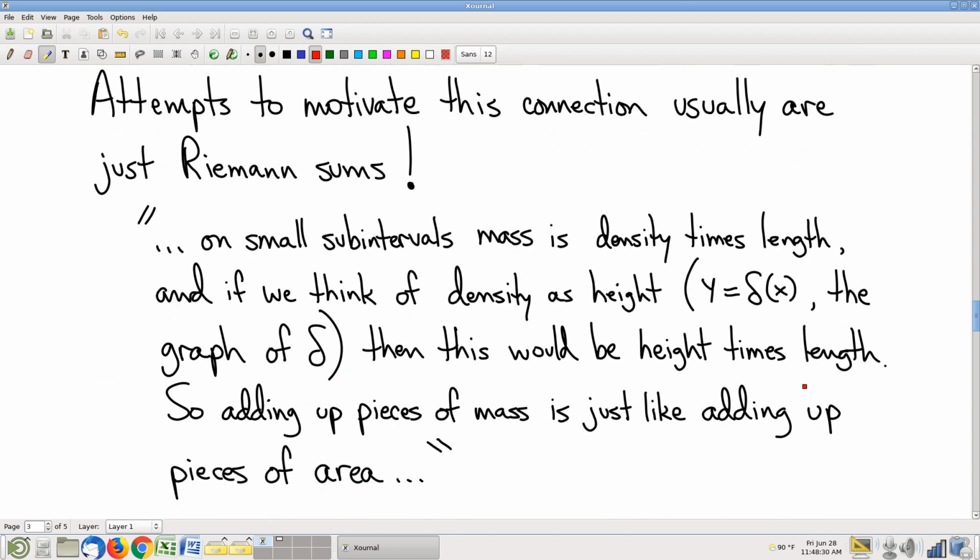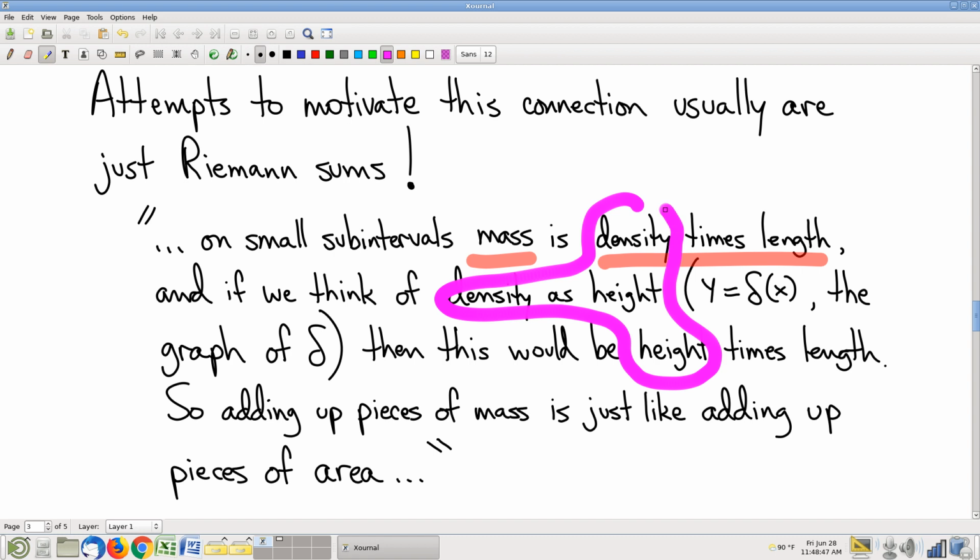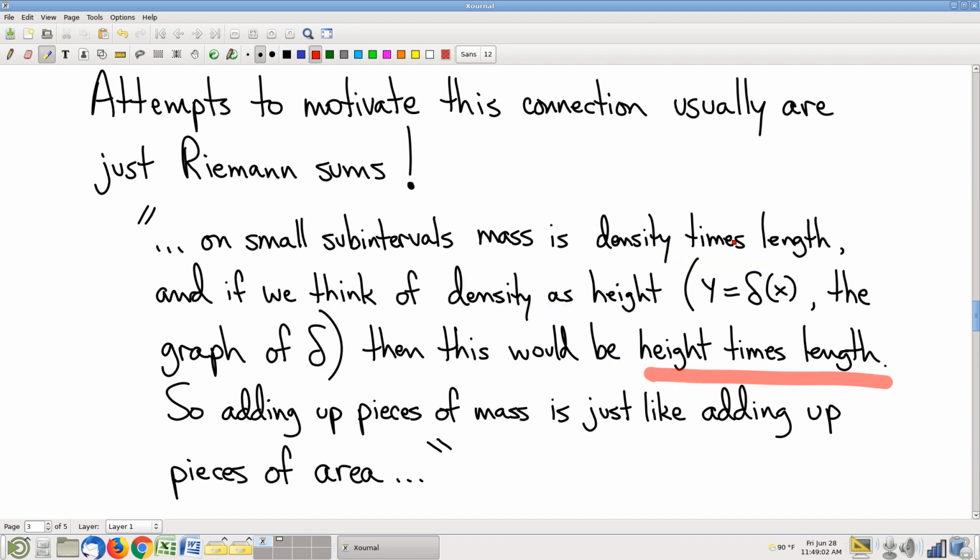Here's an example of the kind of argument that's made. The idea is that we look at little subintervals. On each little subinterval, mass is density times length, little pieces. And then let's just choose to interpret density as a height. And if density is a height, then density times length becomes height times length, which is an area. And so adding up pieces of mass is just like adding up pieces of area, and there's our connection.